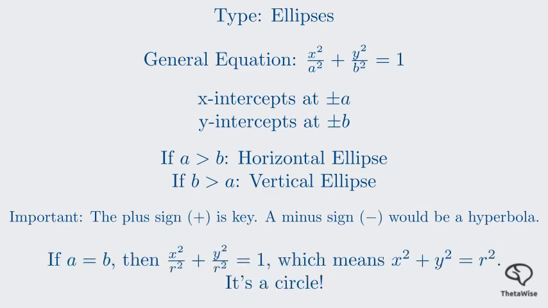And what happens if a and b are equal? Well, if you set a and b to the same value, say r, the equation becomes x squared over r squared plus y squared over r squared equals 1, which simplifies to x squared plus y squared equals r squared. This is the equation of a circle. So, a circle is just a special case of an ellipse where the two axes are the same length.